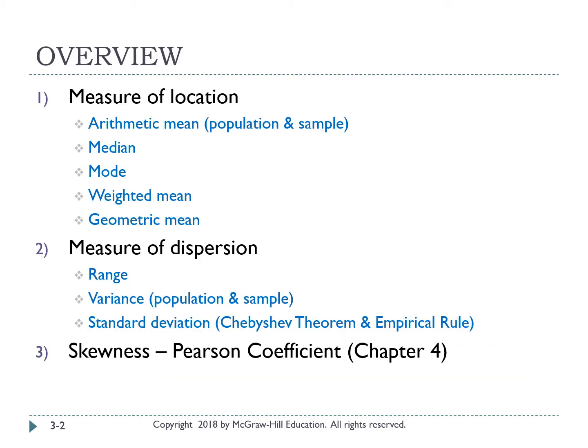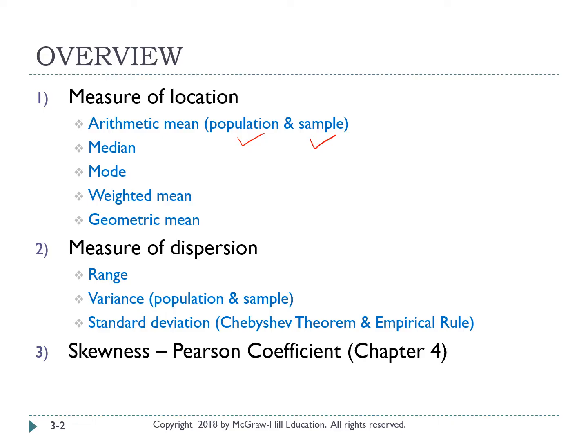So, this is the overview of Chapter 3. In Chapter 3, we will discuss the measures of location. There are actually a few types of measure of location. We will focus on the arithmetic mean, specifically the population and sample, and then we will discuss the median, mode, weighted mean, and geometric mean.